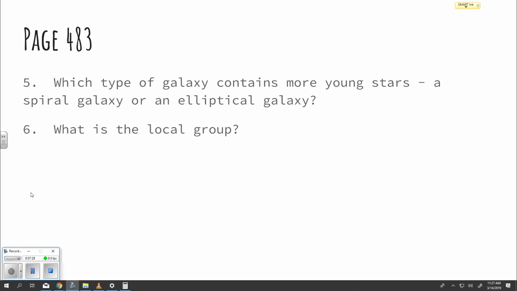Page 483. Which type of galaxy contains more young stars, a spiral galaxy or an elliptical galaxy? What is the local group?